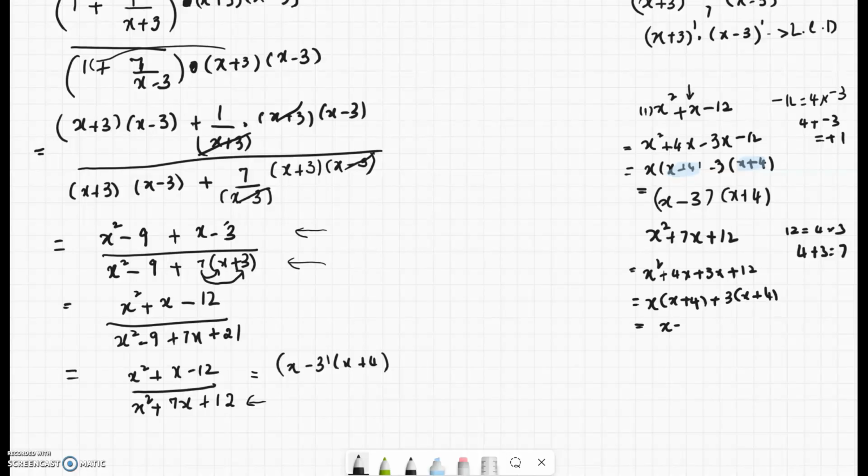Factor the x plus 4 out and we get x plus 4 times x plus 3. So x plus 4 times x plus 3. Cancel the common factor of x plus 4 and we get x minus 3 over x plus 3. That is the complex fraction when simplified completely.